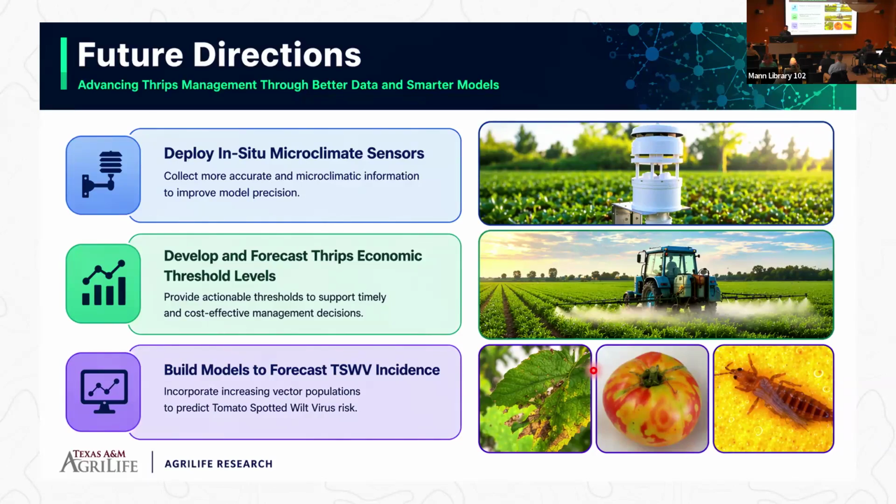And then because TSWV is basically married to thrips, we want to tie the pest population dynamics into disease risk and see if we can move from insect level surveillance to system level surveillance with the insect, the disease, and the environment, which is really important, and abiotic stress is built into that.